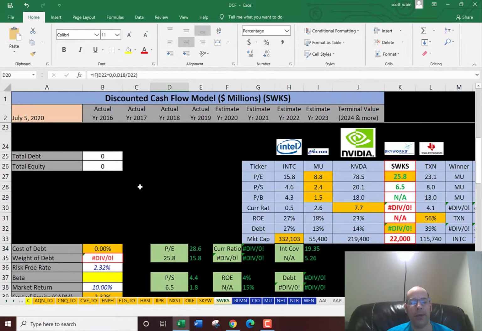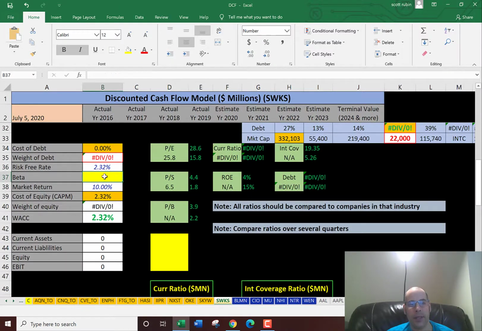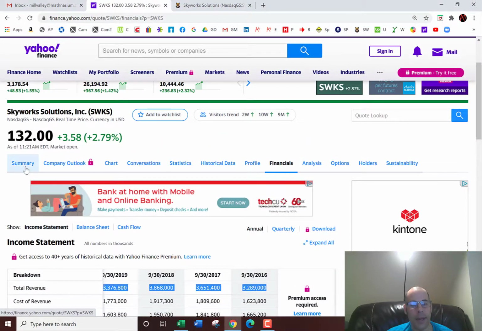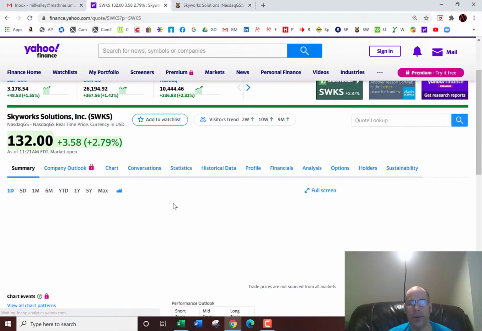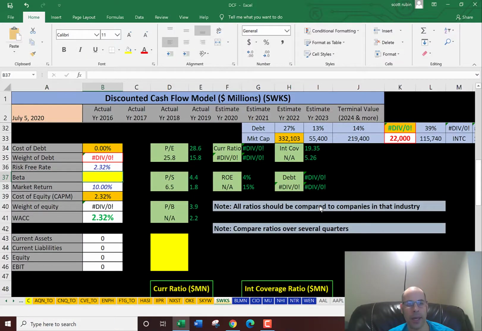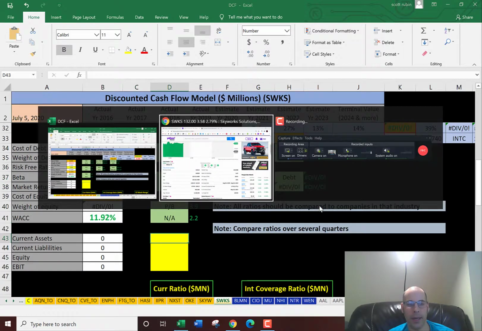It's how much money a company generates from its revenue. So let's look at the capital structure of the company. They have no debt. So let's get their cost of equity. We need the beta for that. And beta is how much the stock moves relative to the market. And their beta is 1.25, so the stock moves a little more than the market. So it's not too volatile.